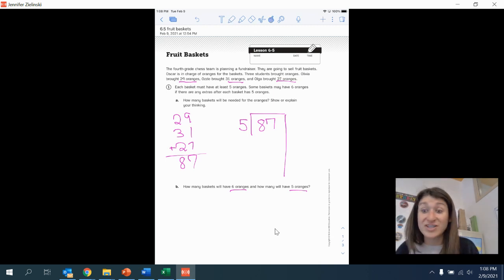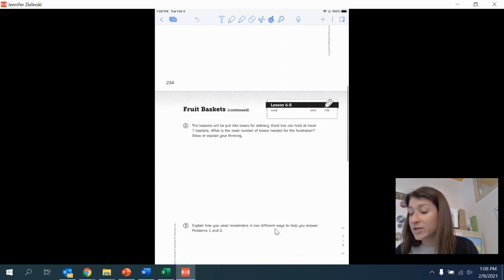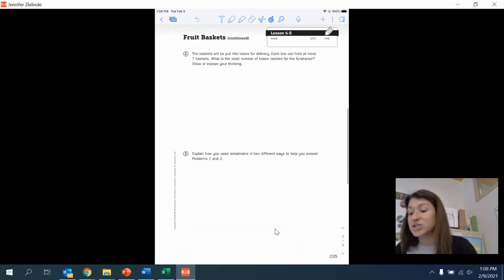There is a second page that ties directly in with what you just did. So if you look on the second page here, the baskets will be put into boxes for delivery. Each box can hold at most 7 baskets. What is the least number of boxes needed for the fundraiser? Show or explain your thinking.